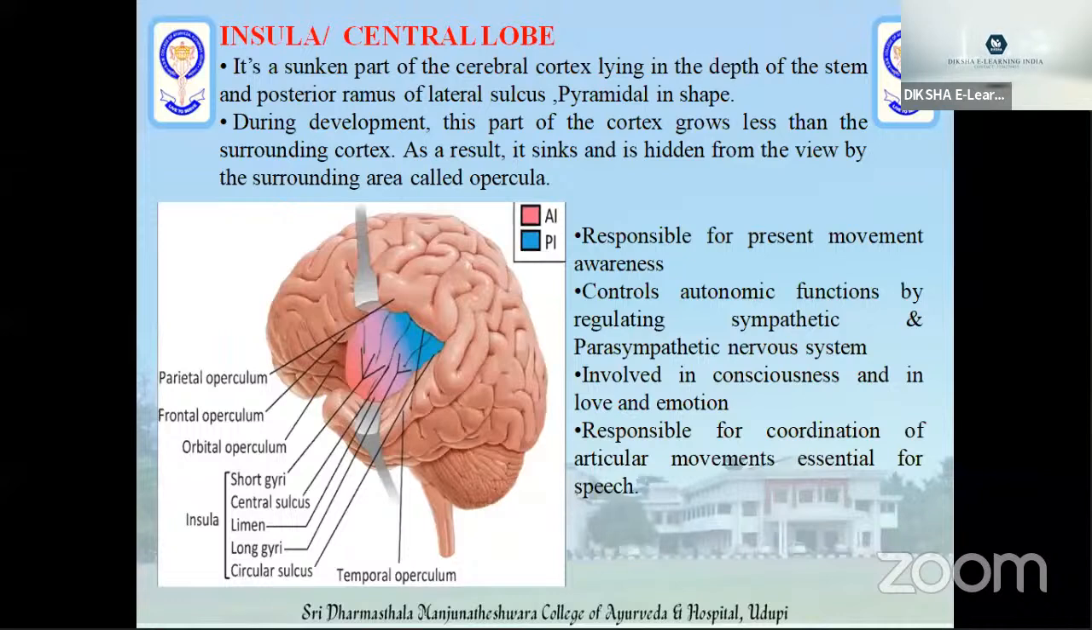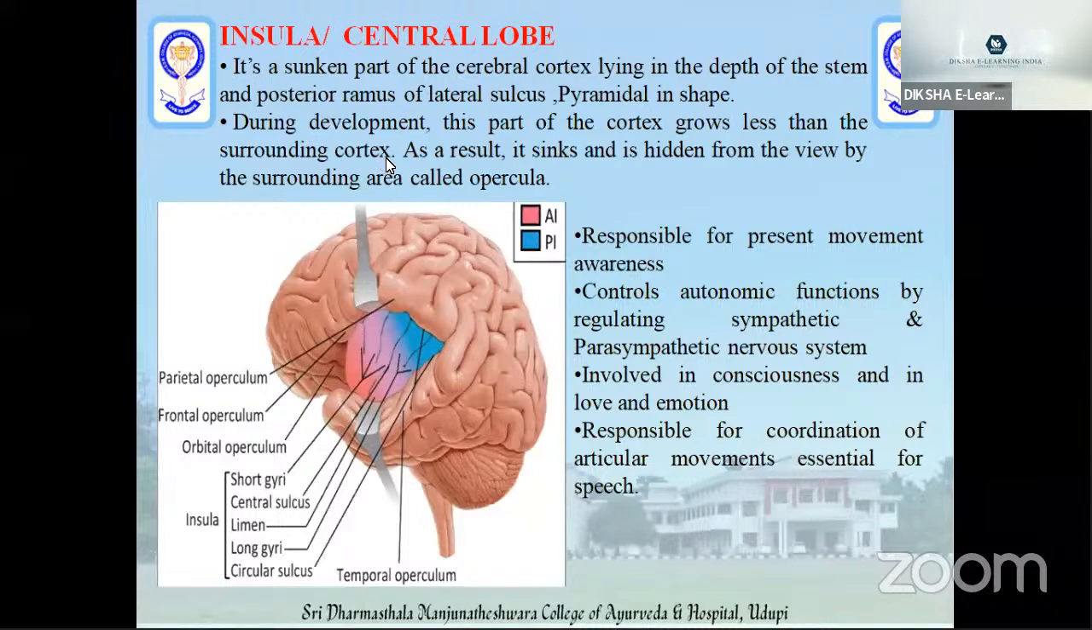Now, what is the central lobe? The central lobe is also called the insula. It is a sunken part of the cerebral cortex lying in the depth of the lateral sulcus and the posterior ramus of the lateral sulcus. This is the central lobe. It is pyramidal in shape.